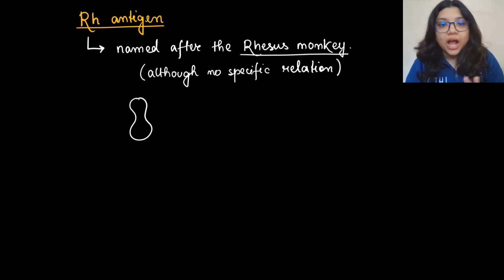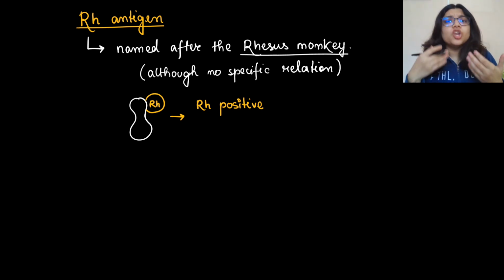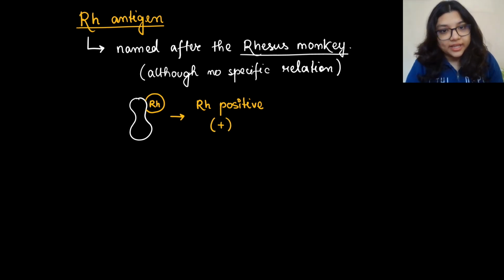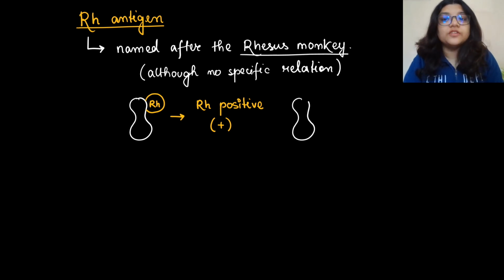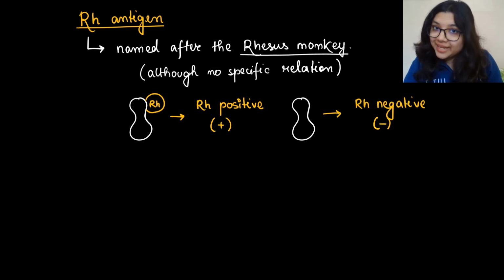Say again, this is your RBC and on its surface you have this Rh antigen. So you will call this your Rh positive. A lot of people say, I have A plus blood, that's A positive. So this is the scenario in that case. Understandable? And say if on the surface of the RBC you do not have the Rh antigen, in that case what do we call this? It is your Rh negative, minus.